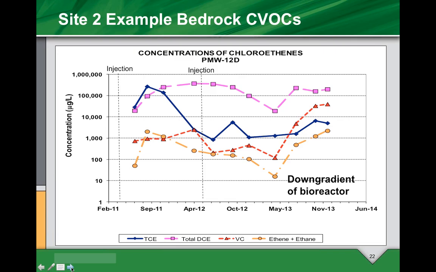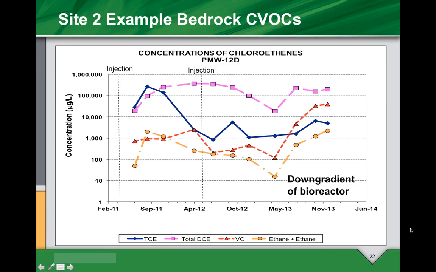I first wanted to give a snapshot of an example well in the bedrock area in terms of the TCE concentrations over time as well as daughter products. There was significant variability in the performance of these wells in this area down gradient or within the bedrock source area, extending approximately 100 feet down gradient. But this well provides a fairly reasonable example.